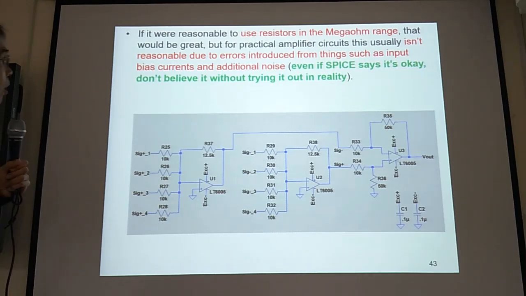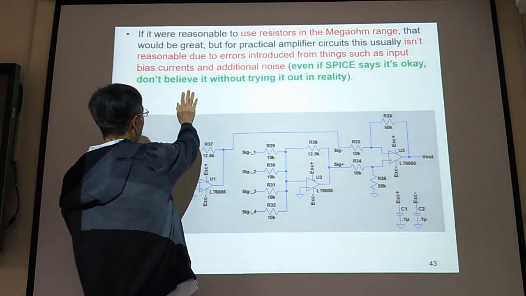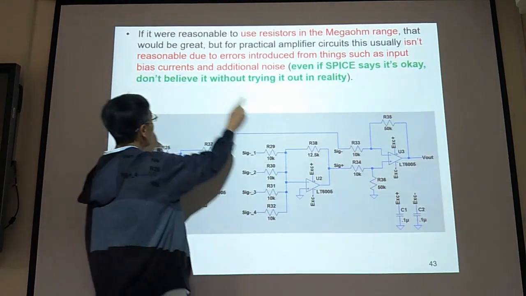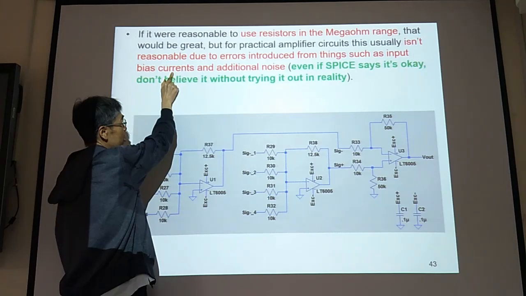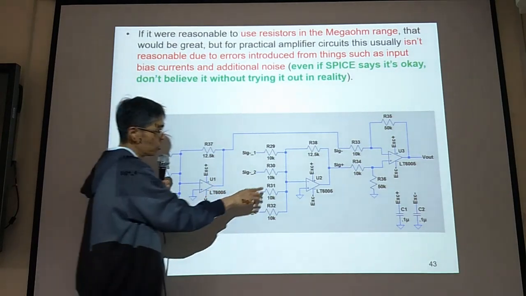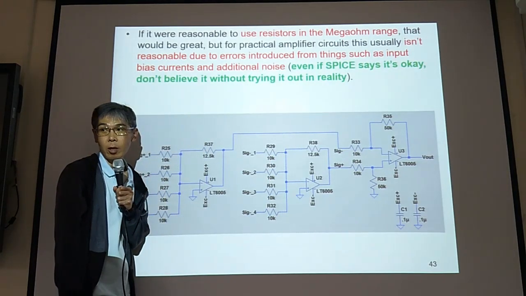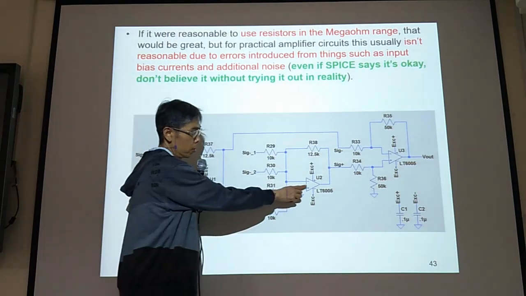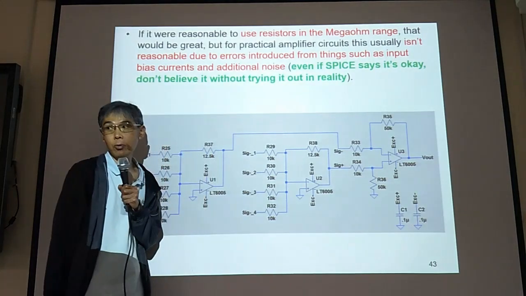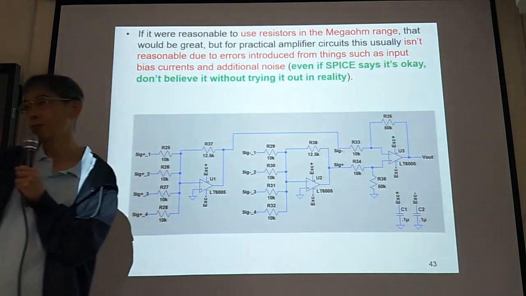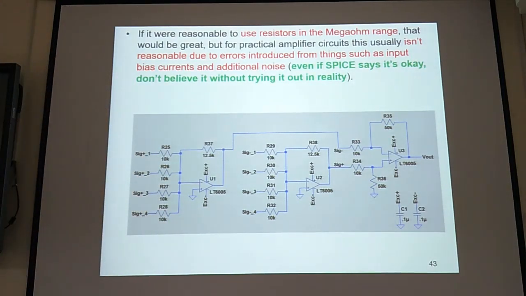Also, for each op-amp we have input bias current. The input bias current goes through the resistance and is going to create an input offset voltage. The input offset voltage will have the common mode output. So, for a lot of reasons, we wouldn't suggest increasing the value of the resistance.